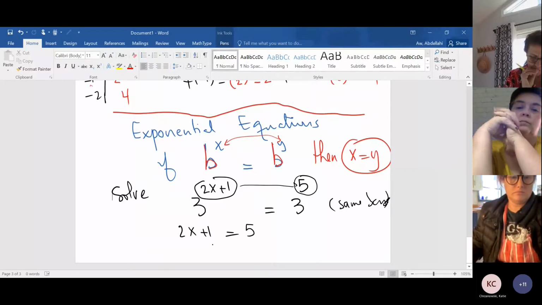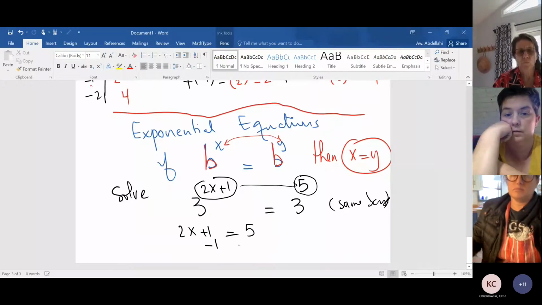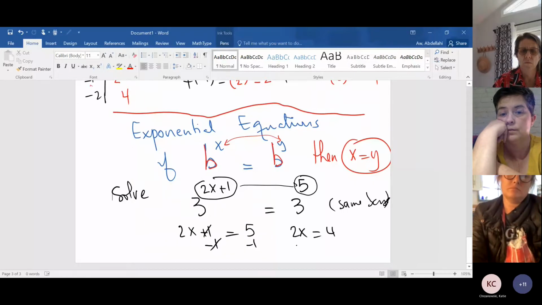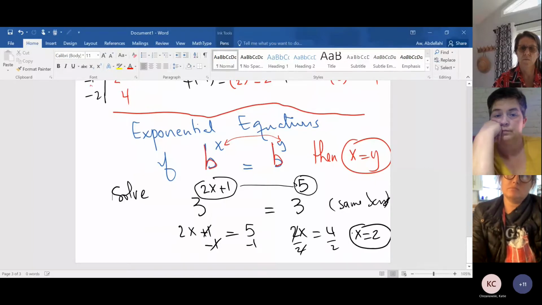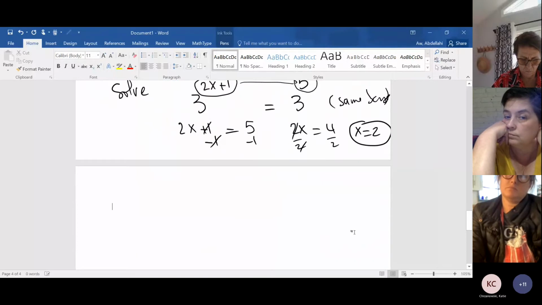Now, how do you solve for x? What do you do first? Subtract 1. We get 2x equal to 4, and then we divide by 2, so we get x equal to 2. That is my solution. And when you check it, x equal to 2: 2 times 2 is 4, 4 plus 1 is 5. So we get 3 to the 5th power equal to 3 to the 5th power. So that is the first type of equation.